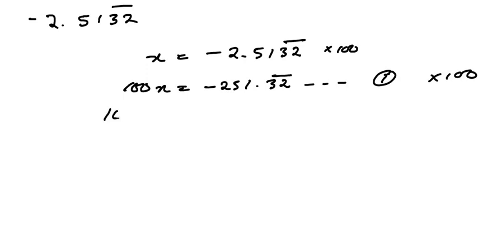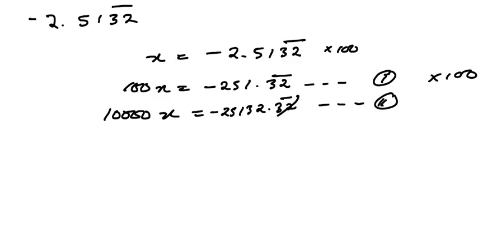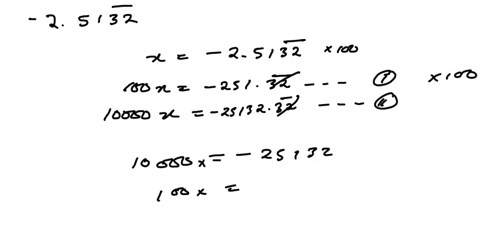This is now going to be 10,000x is equal to negative 251.32. This is equation 2. We find the difference here. These parts are going to cancel. We're having negative 251.32 minus 10,000. Then we have 100x is equal to negative 151. So we're trying to get the difference.